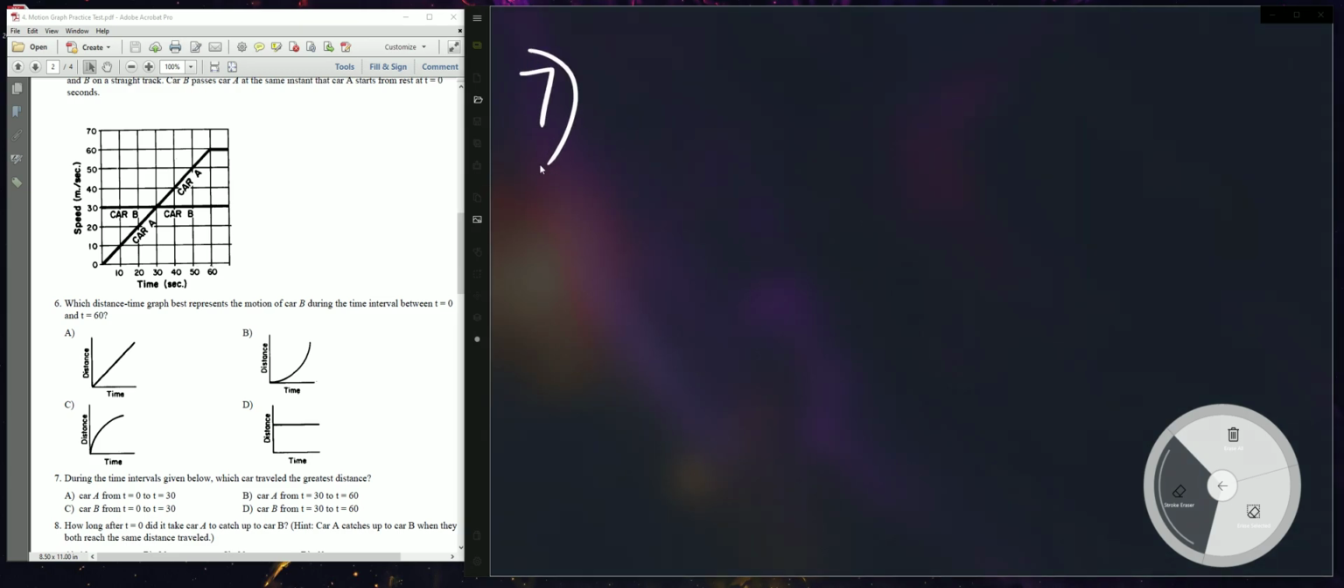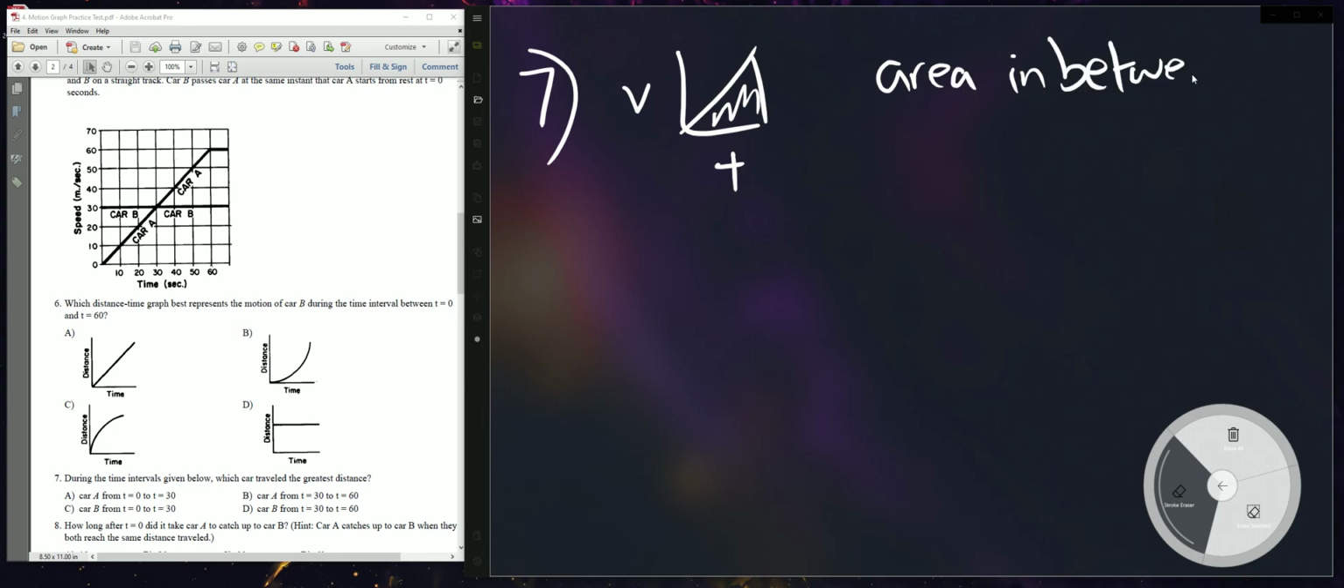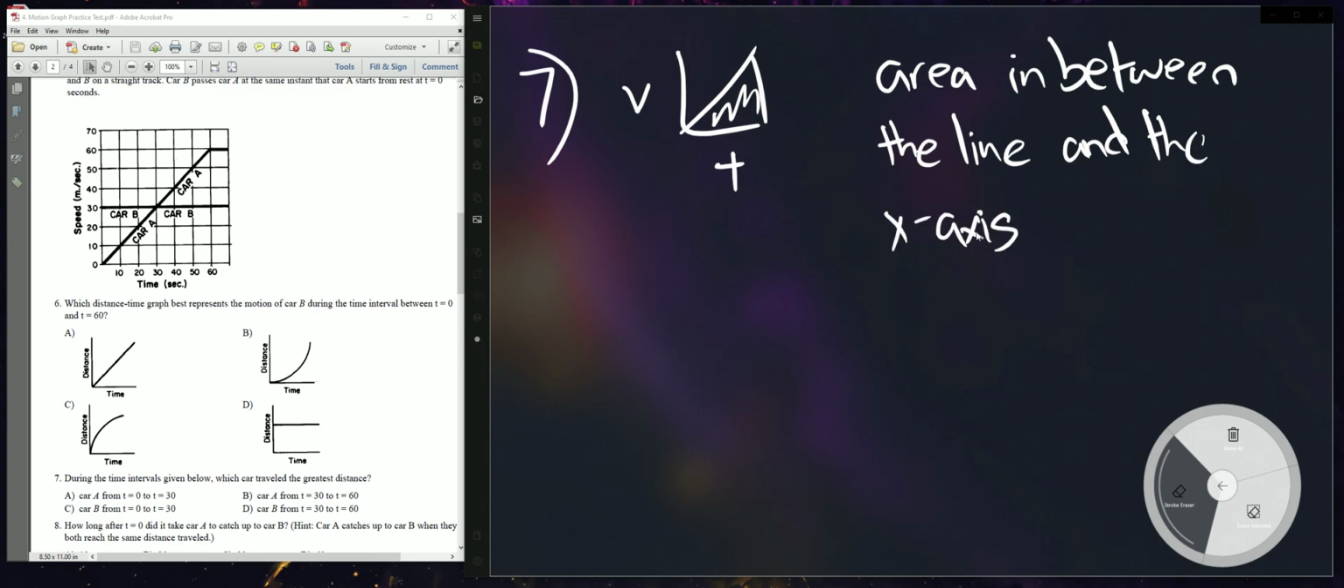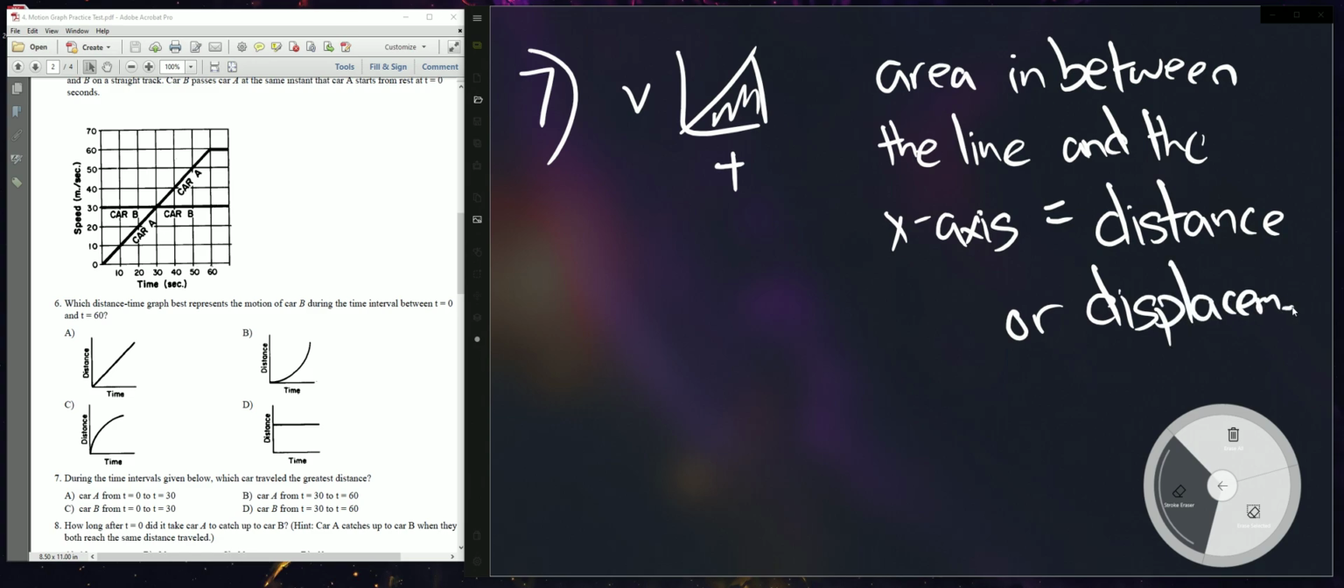So number 7. During which time interval given below did the car travel the greatest distance? We know that in a VT graph, the area in between the line and the x-axis is your distance or displacement. Perfect.